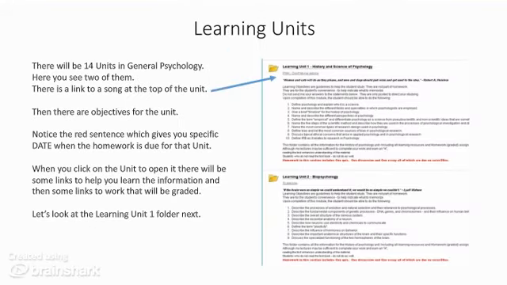So there were 14 units in general psychology. Here you see 2 of them. There's a link to a song at the very top of the unit, and then there are objectives for the unit. And finally, notice that there's a red line which gives you the specific date when the homework for this unit is due. When you click on the unit to open it, there will be some links to help you learn the information, and then some links to work on that will be graded, some homework. So let's look at the Learning Unit 1 folder next, as if we opened up that unit.